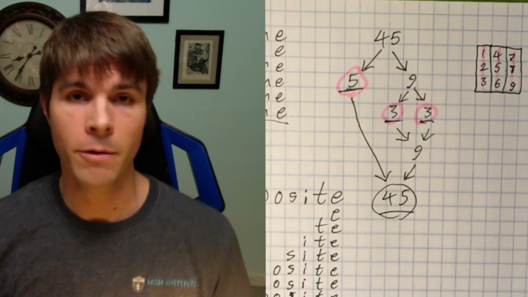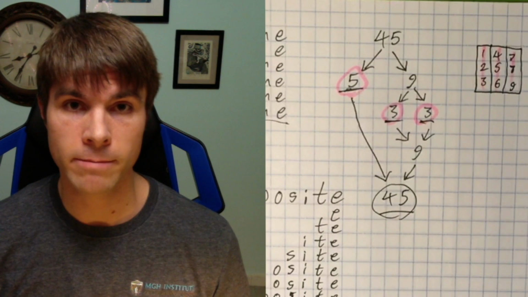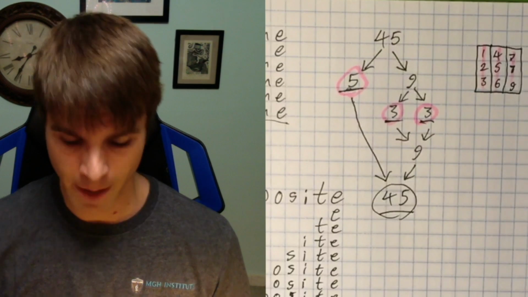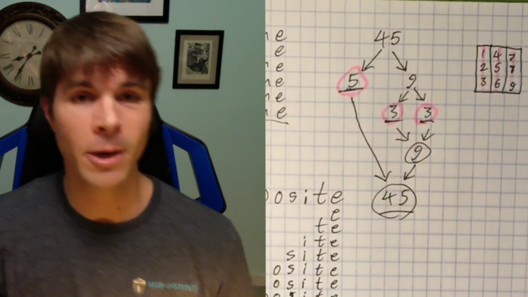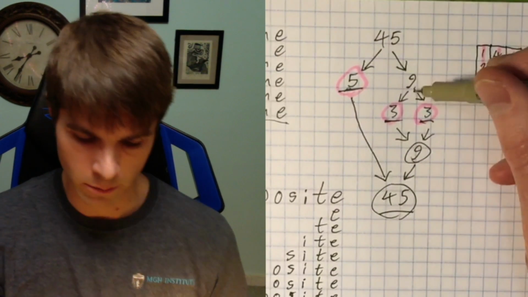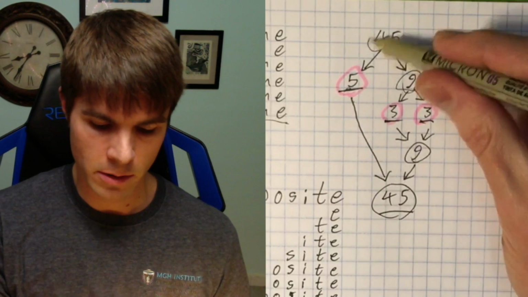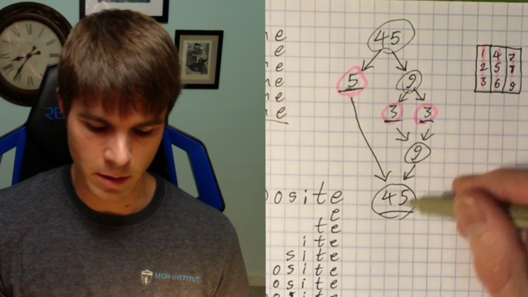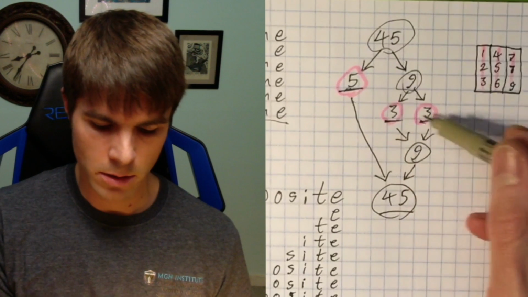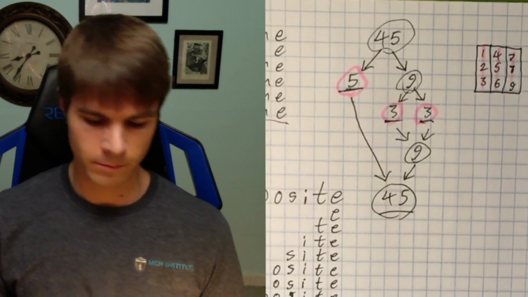Can you find another composite number on the page? That's right. 9 is also a composite number. Oh, there it is again. So we've got these composite numbers and these prime numbers.